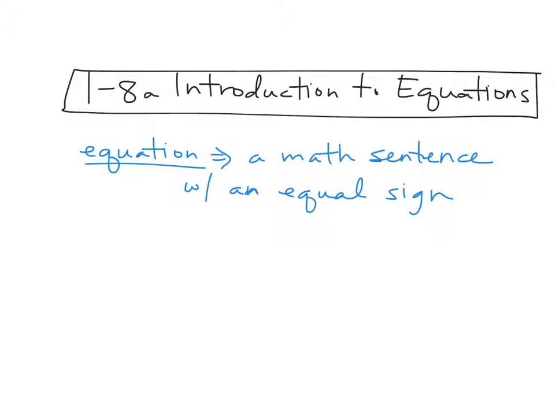So there's going to be 3 different equation types that you could work with. I'm going to give you the 3 and then tell you what all 3 of them are. So you could have a true equation. You could have a false equation. Or you can have what's called an open equation.